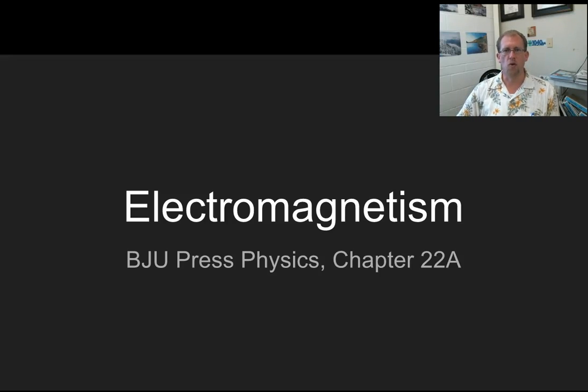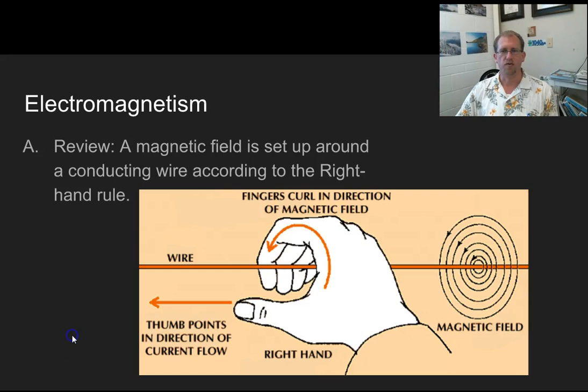We're moving into chapter 22 and the first part of that, chapter 22a today. We're talking about electromagnetism. We've talked about electricity, and we've talked about magnetism as a separate entity, and now we're talking about how the two cause and affect each other. So we're looking at electromagnets and electromagnetism today. Moving on, here we go.